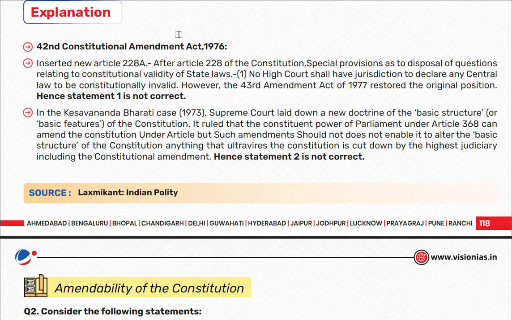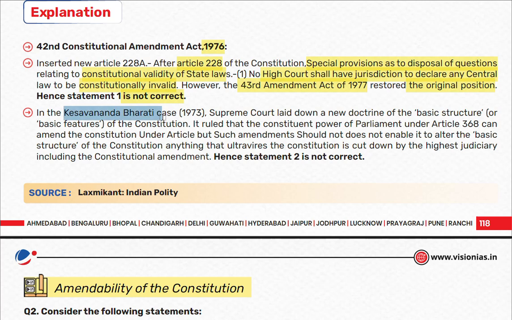The 42nd Constitution Amendment Act 1976 inserted a new Article 228A after Article 228 of the Constitution, with special provisions as to the disposal of questions relating to the constitutional validity of state laws. No high court shall have jurisdiction to declare any central law to be constitutionally invalid. However, the 43rd Amendment Act 1977 restored the original position. Hence, statement 1 is not correct.